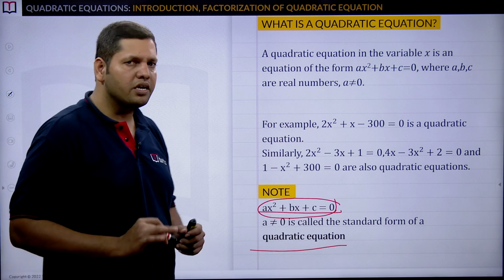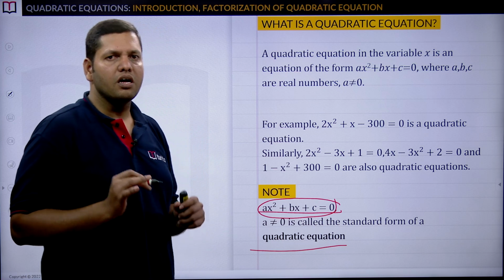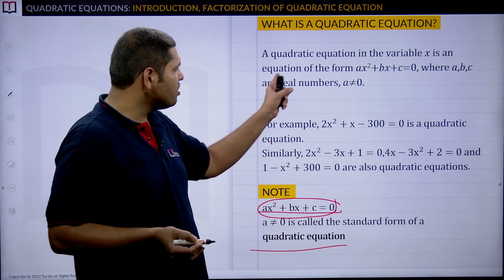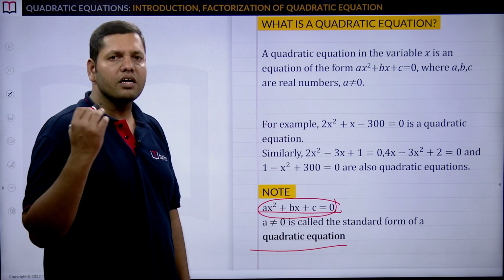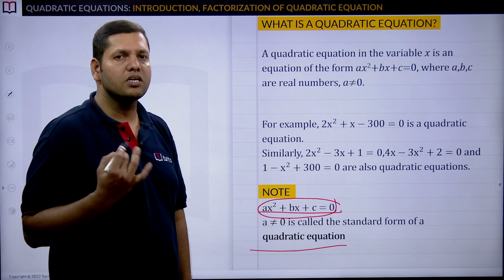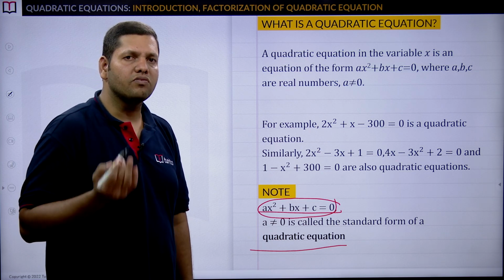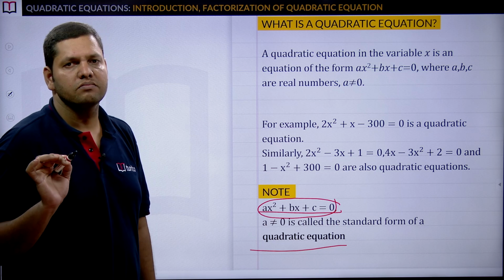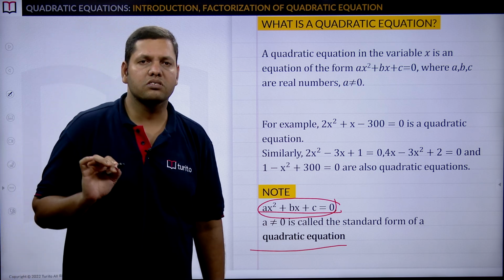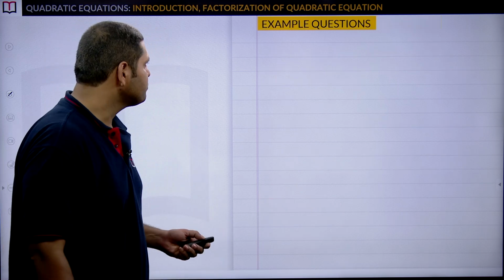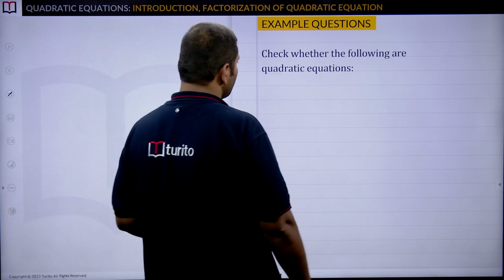Clear, children? Introduction, or any doubts? It's very simple, children. An equation in the form of what? Ax square plus bx plus c equal to 0, where a is not equal to 0. So, that is called what, children? A quadratic equation. Is it clear, children, everyone? Or any doubts? Okay.